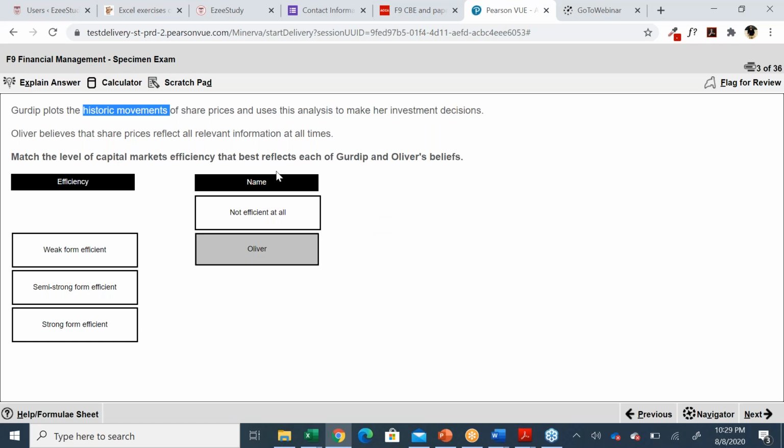Definitely, if she's buying on the basis of history, that means she believes that she's the only person who knows about the historic movements. And that's why she's buying or selling the shares, keeping in mind that she will be gaining from this information. If everybody else has this information in the market, how can she take benefit of it? So she believes nobody else has this information.